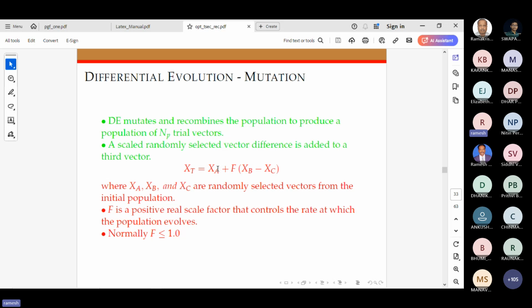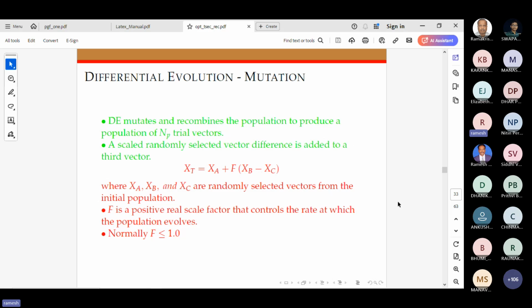So XA is picked, then XB and XC are also picked, but their difference is multiplied by what is known as the scale factor, and then that is added to the randomly picked vector, and this whole combination is what is known as a trial vector. So this is how we create trial vectors. If you are starting with 10 population members, you have to create 10 such trial vectors using this randomly picked vector combination. This F is normally between 0 and 1. It controls the rate of evolution of this population.